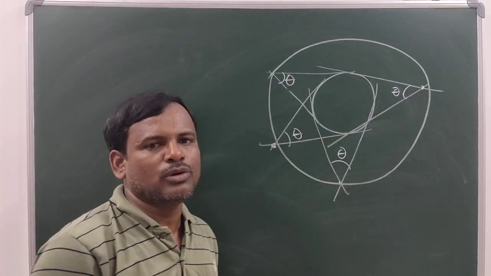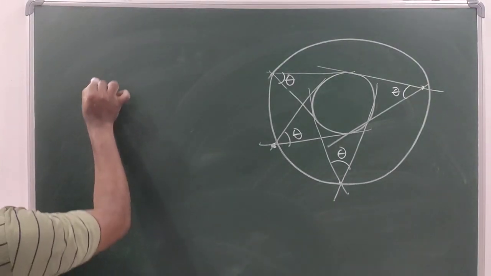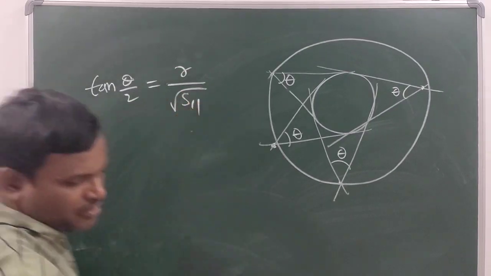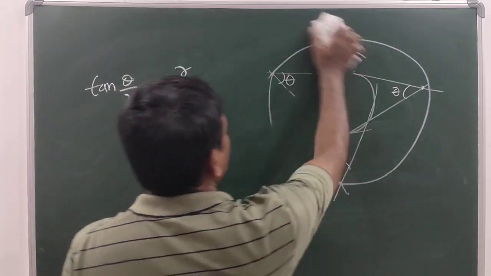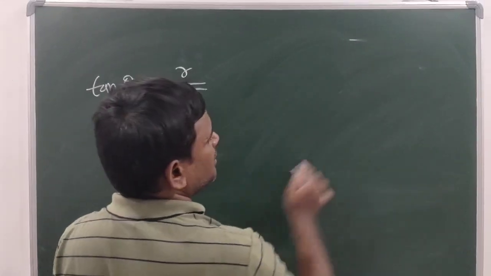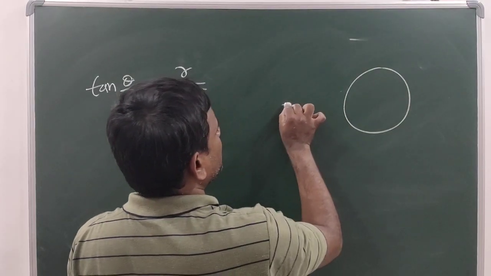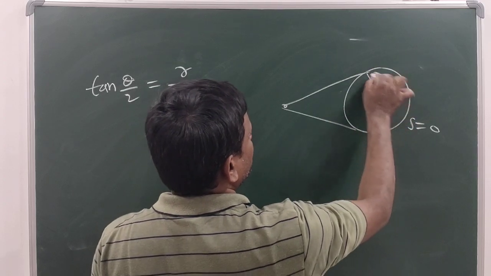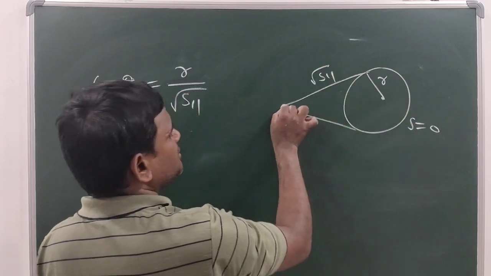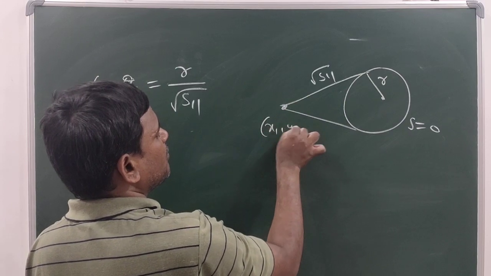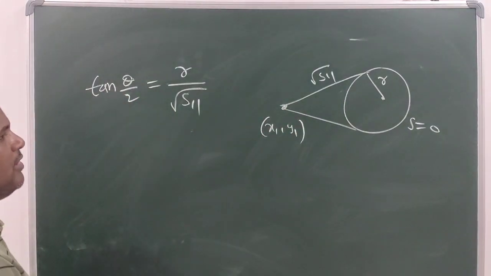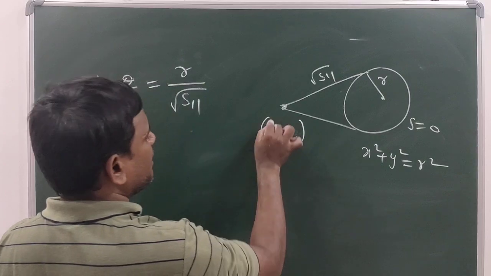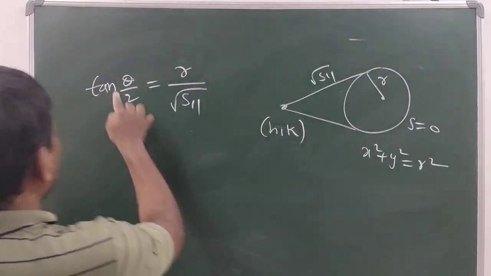Find that locus. You know tan theta by 2 is equal to r by root s11. So by using that relation I am going to find this locus equation. See here, this is a circle, s equal to 0, and this is the angle. You know this is the radius, and this is root s11. Let us take this locus point as x1 comma y1. Suppose you take the circle equation x square plus y square equal to r square, otherwise you can take the locus point as h comma k. Now here tan theta by 2.